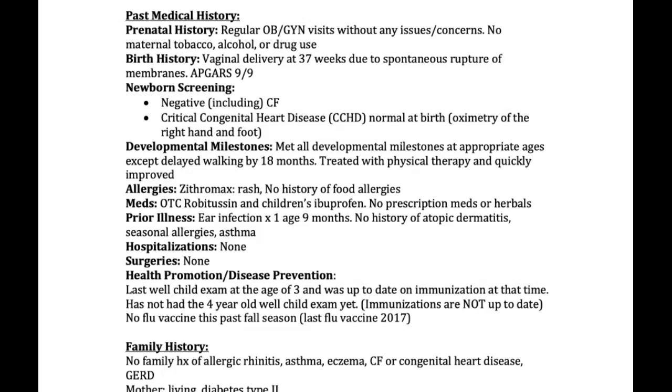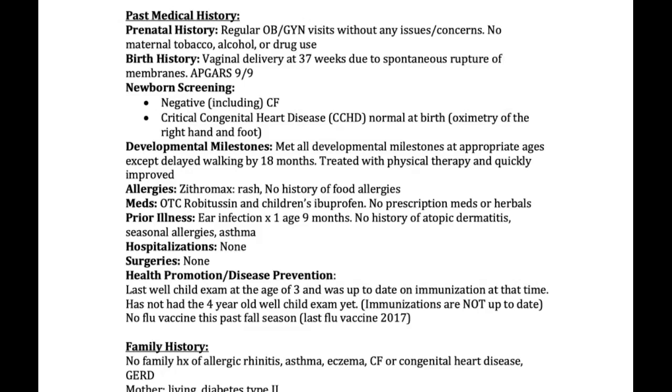Find out about any type of medication allergies, and in particular, what was the reaction. This child did not have any history of food allergies. The only thing he was taking was over-the-counter Robitussin and children's ibuprofen that the parents were giving him for that fever and cough. There were no prescription medications or herbals. As far as his history, he had an ear infection once when he was 9 months old. And it's important to note that he did not have a history of atopic dermatitis or seasonal allergies or asthma, as this could relate to our differentials and the symptom of cough that's bringing him in.